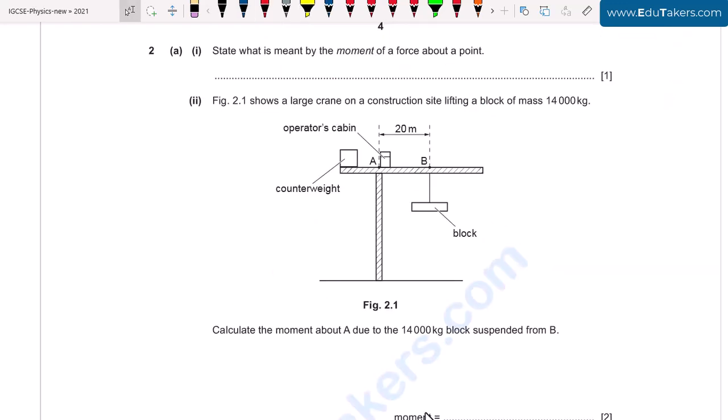Question number 2. A. Part 1. State what is meant by moment of force about a point. So here we have to define what is meant by moment of force. It's a 1 mark question. We just start its definition: the moment of force is actually the turning effect of force about a pivot point. So I write here, turning effect of force about a point.